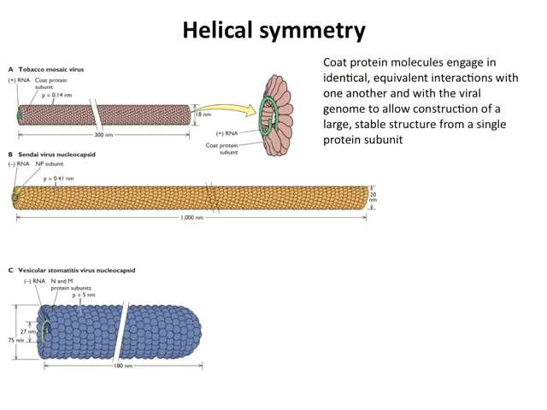So let's explore the two types of symmetry. The first is helical symmetry. It is the way tobacco mosaic virus is built, and also a number of viruses that infect people. What happens here is that we have a coat protein, and these engage in very similar interactions with one another, and also with the viral RNA, which is shown here in green. All right, so each of these is the coat protein subunit.